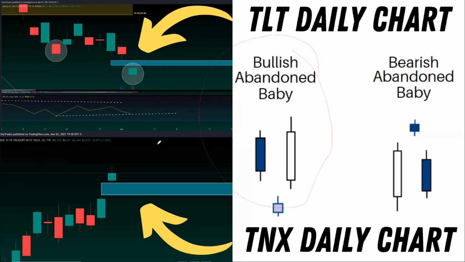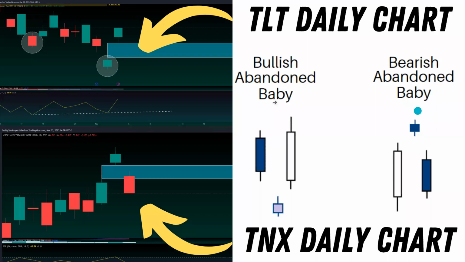And if we want to count a third one, we had the bearish abandoned baby over here on TNX. Now, if you take a look, this is today's chart, and we can see that TLT gapped up amazingly today, and TNX gapped down. So the patterns played out perfectly, guys, and we were able to capitalize on this in the Discord. We had the bullish divergence, and the bullish abandoned baby combined with the bearish abandoned baby. You can see that they played out perfectly according to the chart pattern.